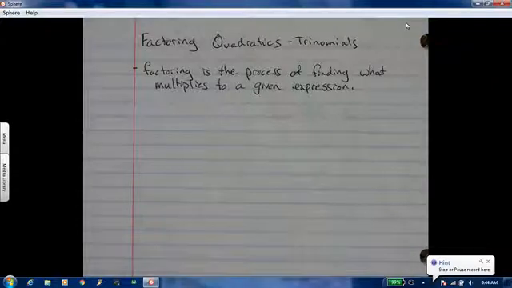So these are still going to be quadratics, which means we have what kind of exponent? What's the biggest exponent that we have? 2, x squared. We're going to have some sort of x squared.